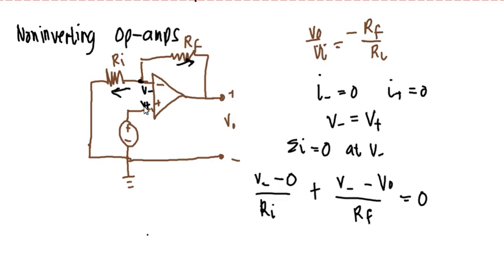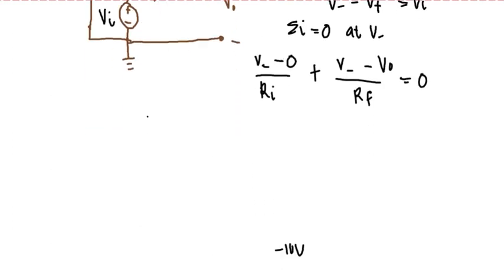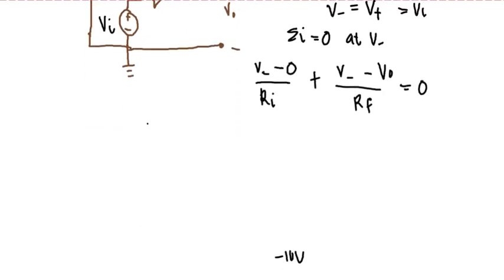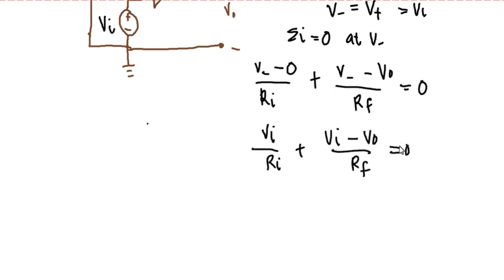So what is the value of our V positive? That will be equal to your VI, our input signal voltage. So we substitute directly: our V negative will be equal to VI, the input voltage. So this will be equal to VI all over RI plus VI minus VO all over RF is equal to 0.